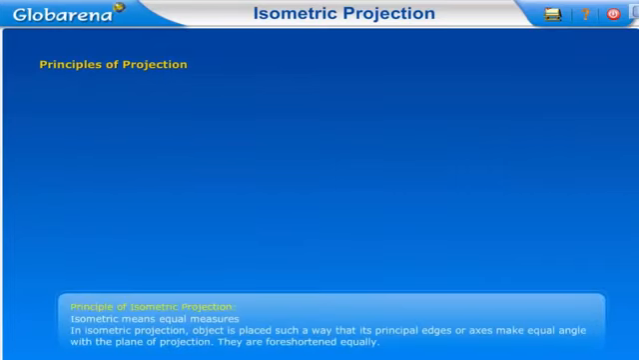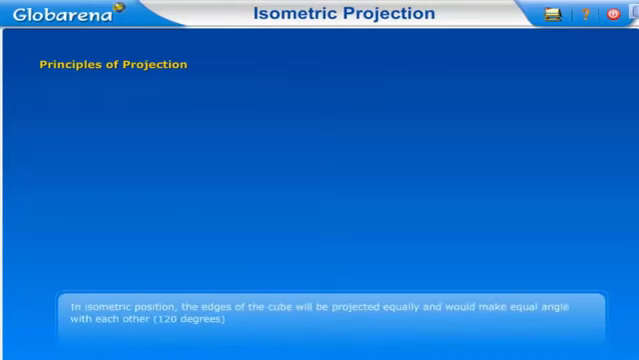Principles of projection. Principle of isometric projection. Isometric means equal measures. In isometric projection, an object is placed in such a way that its principal edges or axes make equal angles with the plane of projection. They are foreshortened equally. In the isometric position, the edges of a cube are projected equally and make equal angles with each other, 120 degrees.